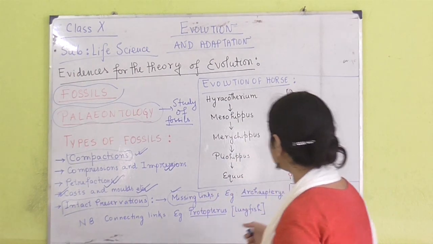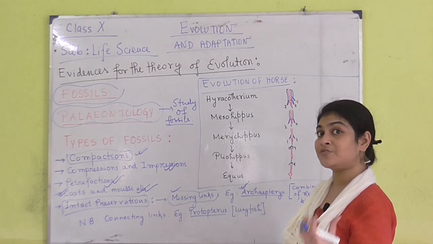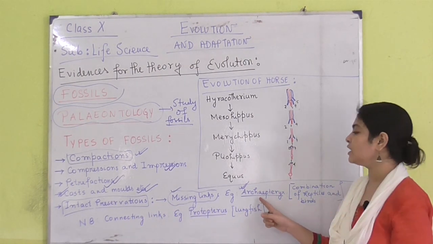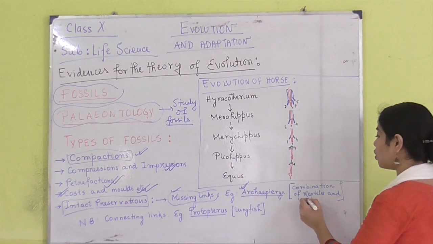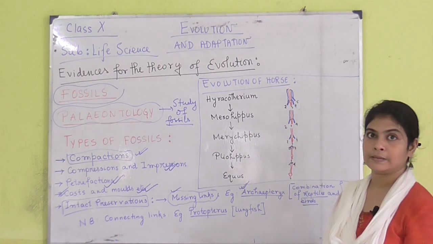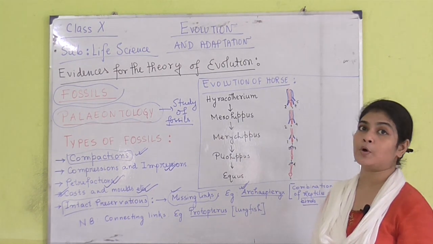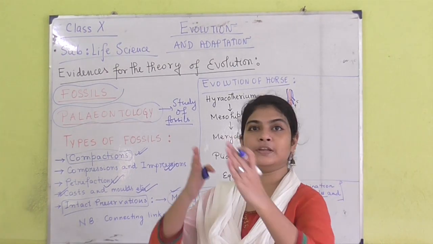For example, Archaeopteryx. Archaeopteryx is an animal which was retrieved from underground by the scientists, and this particular animal showed characters of both reptiles and birds. Okay. So these missing links are very important because they help in understanding the path of evolution.